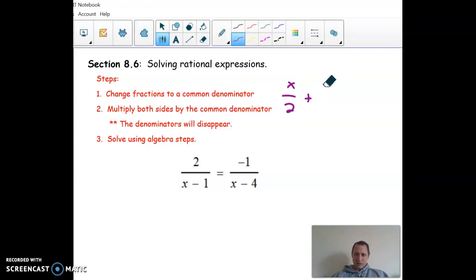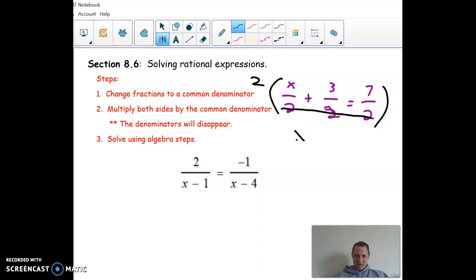x over 2 plus 3 over 2 equals 7 over 2, right? So if all the denominators are the same, you can just go bam, take it times 2, and then these all divide by 2, so they just cancel out, right? Boom, they're all gone, and you have x plus 3 equals 7, and then you pretty much have your answer. Okay, so that's the concept we're using in this section, right?